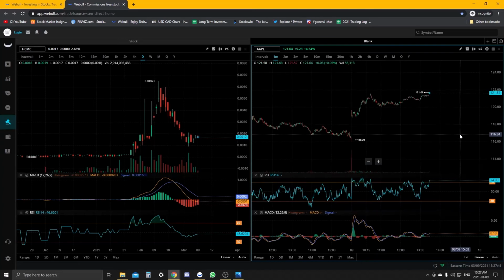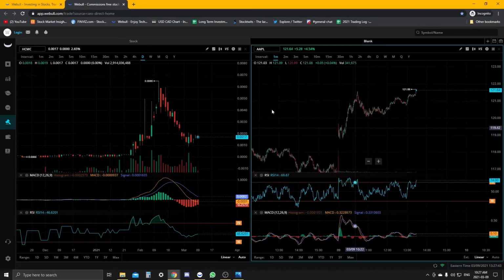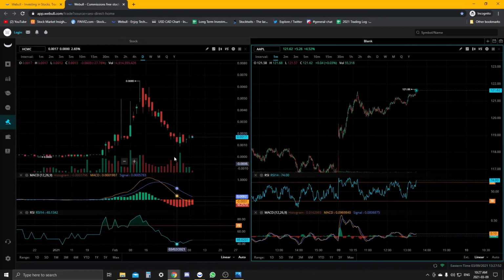So for now, for the newbies, this is exactly how you set up the chart. You want to go MACD, RSI. Right now I flipped them. Really up to you how you like to look at it. For me, I have no preference, just as long as these two are here and the volume is right here. Volume will be pretty much standard.